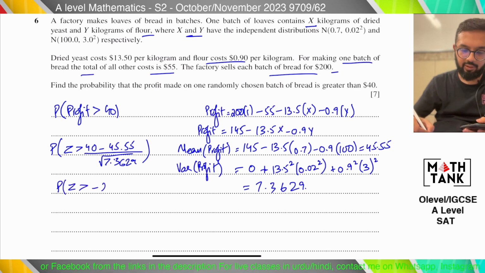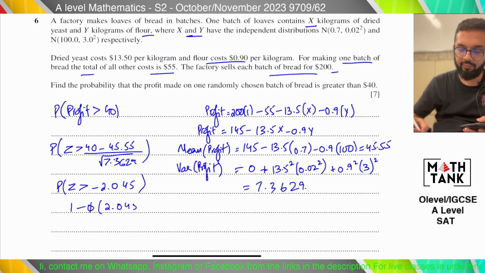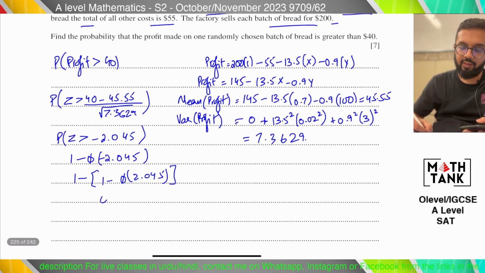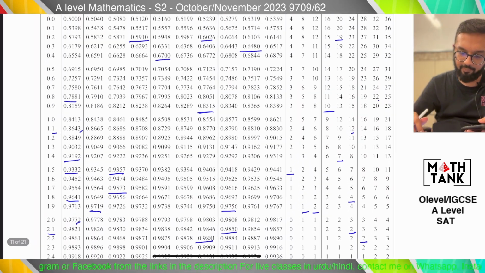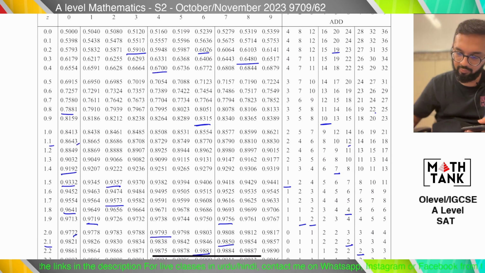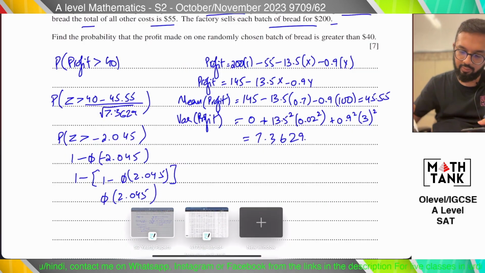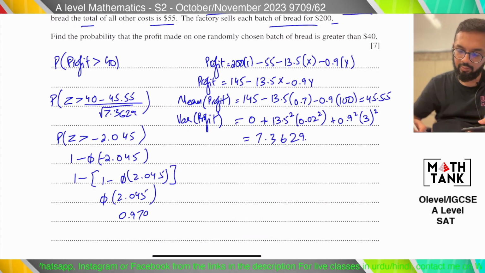Probability of z greater than minus 2.045. So 1 minus phi of minus 2.045, which is 1 minus (1 minus phi of 2.045). That gives me phi of 2.045. Let's do that from the table quickly. 2.045 gives 0.9795. Yep, that is the correct answer.